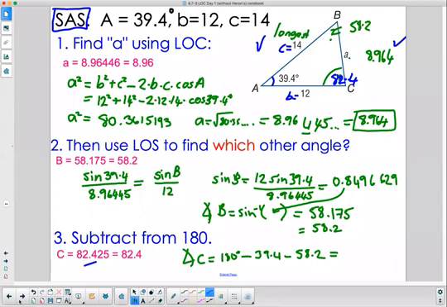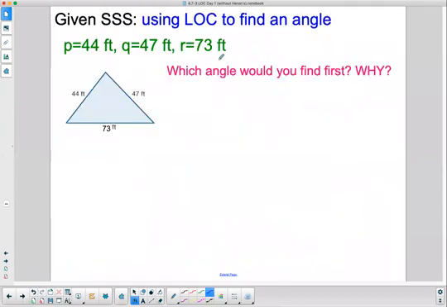So that was that one, let's try another one. Okay, given side, side, side, using the law of cosines to find an angle. Which angle would you find first and why? Well, let's label these up. P is 44, so this must be angle P. Q is 47, so this must be angle Q. R is 73, so this one's side length R, this must be vertex R, okay?